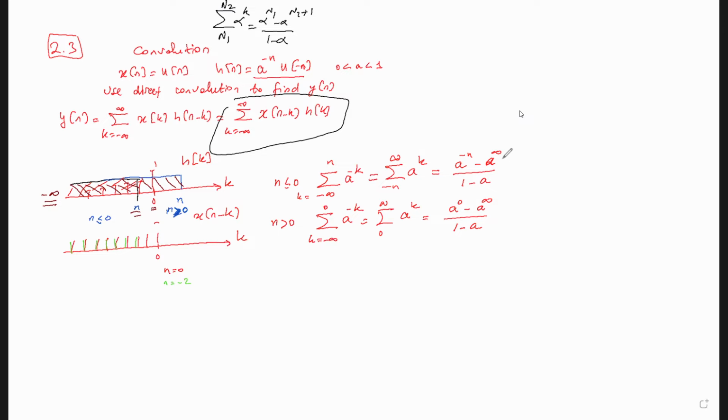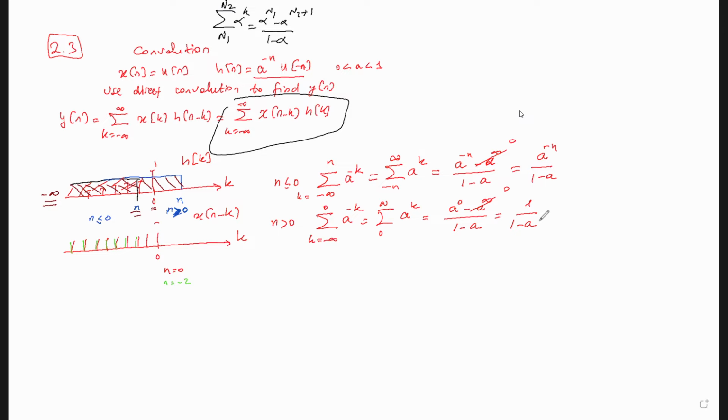When we get its infinite power, this is going to be 0. So here it is, and 1 over 1 minus a. Okay.